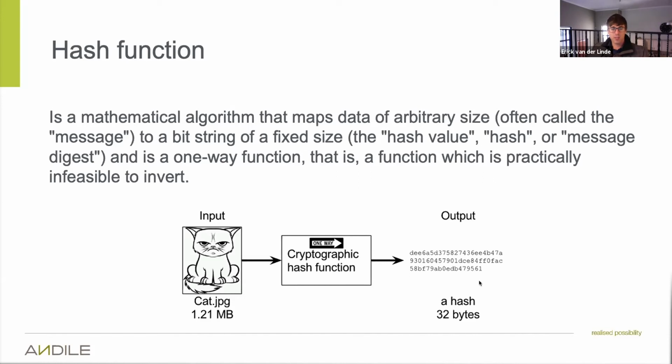And the last thing to keep in mind here is that it is one way. So if you have the output, it is practically infeasible for you to ever receive or determine what was the input that generated this output. So let's keep that in mind. That's a very useful concept that we will use a bit later.